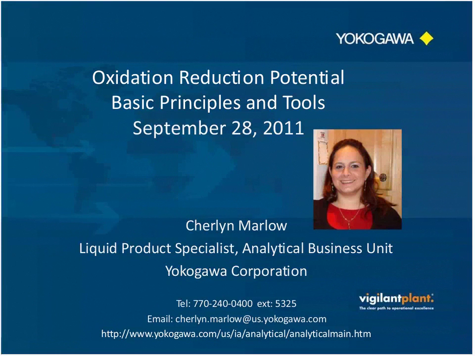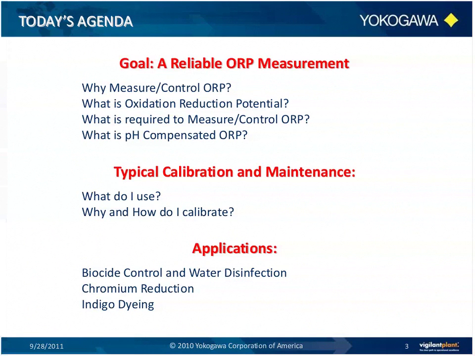Many of you might already use ORP measurements every day, but you may not fully understand what oxidation reduction potential means, and what we wanted to do is provide you with the basic understanding of how the ORP measurement is taken and what is required for the measurement in order to be successful. So to do that, we're going to talk about why you want to measure ORP, what ORP is, what you use to measure it, and what this thing called pH compensated ORP is. Then we'll talk a little bit about some calibration and maintenance techniques that are commonly used, and then we'll dive into basic level applications.